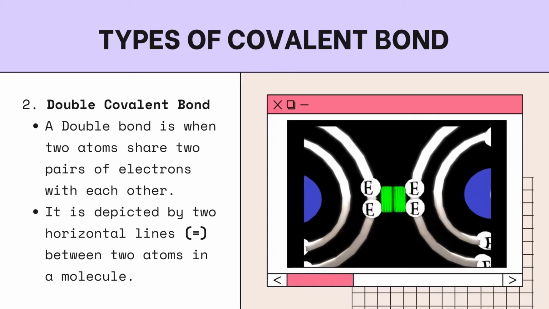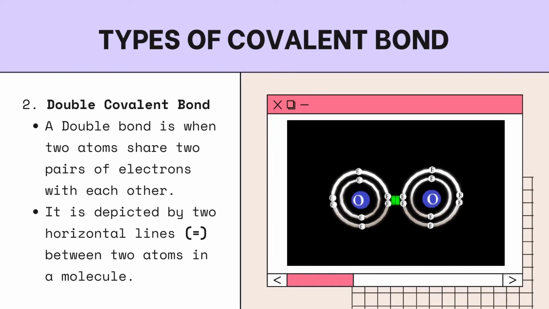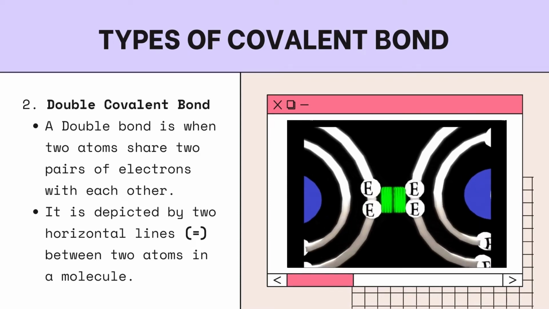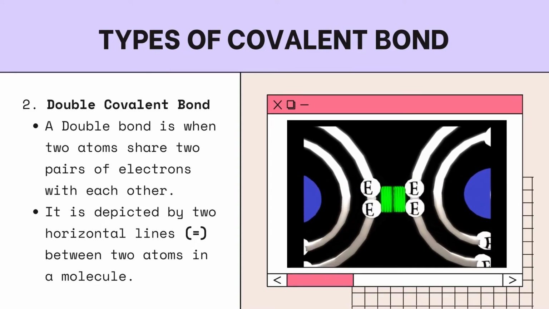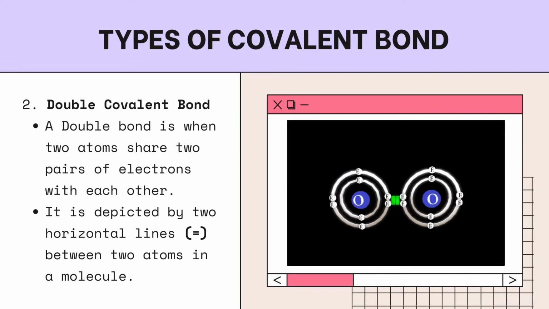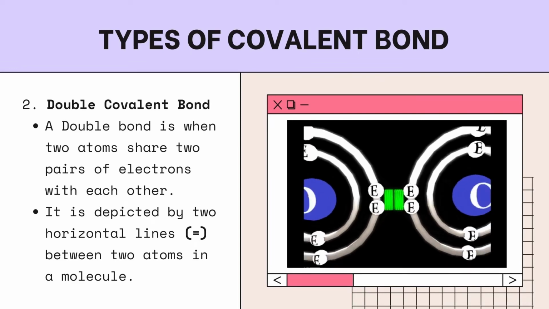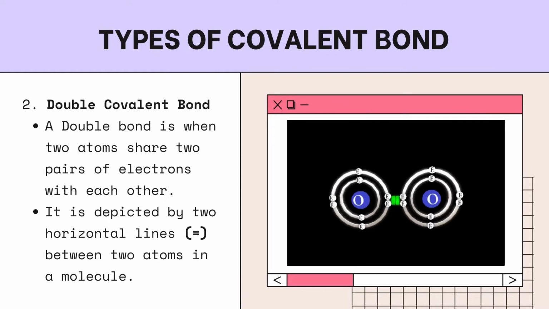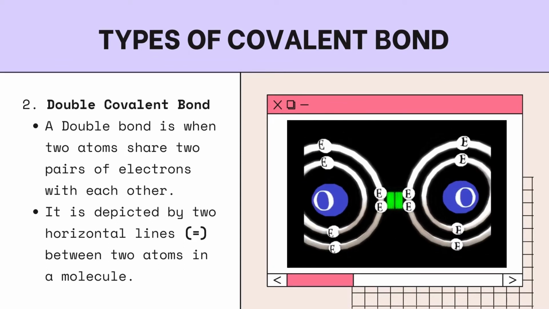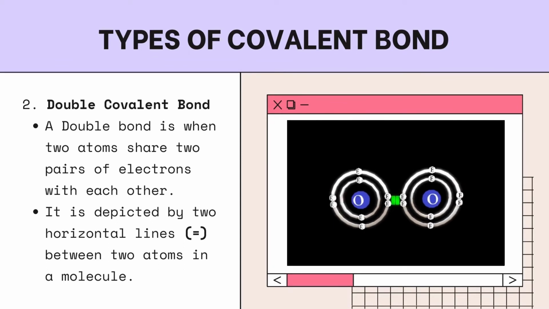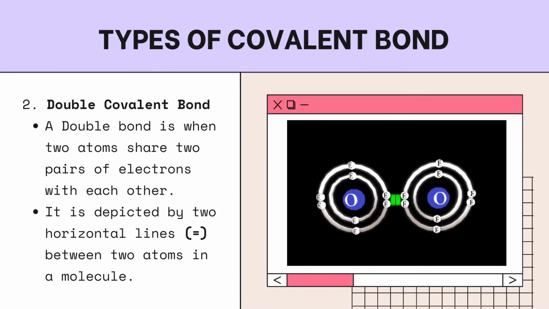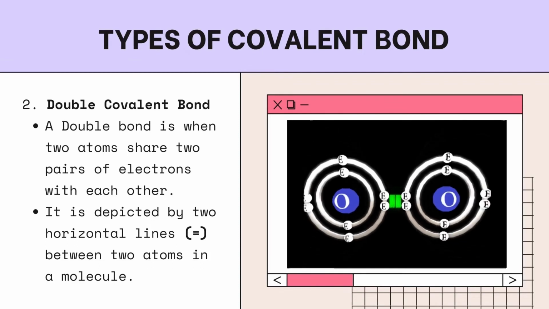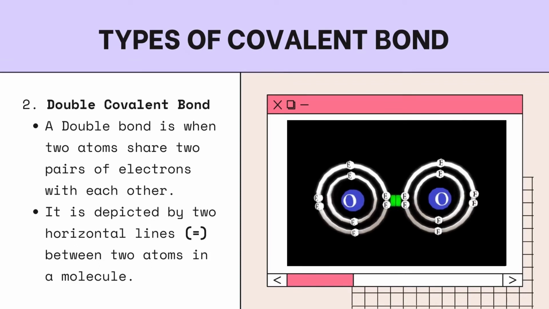So as you can see, we have here oxygen covalently bonding with another oxygen to form O2, also a diatomic element in nature. Oxygen here needs two electrons for it to be stable. In this example, it needs to form a double covalent bond with another oxygen atom. You can then see a double horizontal line between the oxygen atoms.